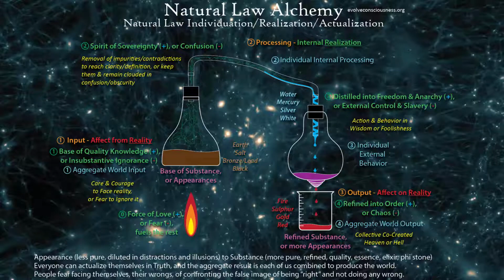So the force of love and fear fuels the rest, positive or negative. And what we have on the base of the flask is the base of substance or appearances. So either we start with substance and we're going to refine to more pure substance, or we start with appearances and we'll just get more appearances. I think that's what I mean there. Yeah, it's what you're working with, or what the force is applying on.